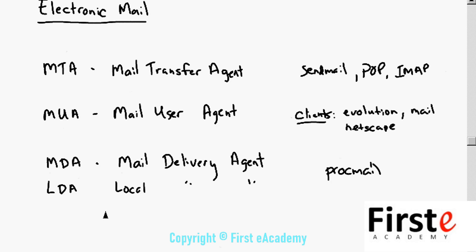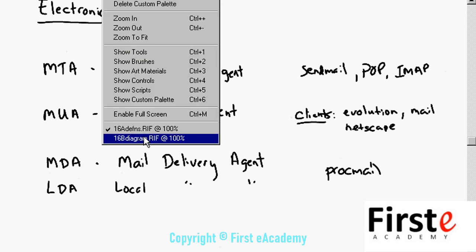So there's a basic starting point on how electronic mail works. There's the mail transfer agent, the mail user agent, and the mail delivery agent, and they all work together to send email. So let's just walk through an example to make sure we actually understand this.